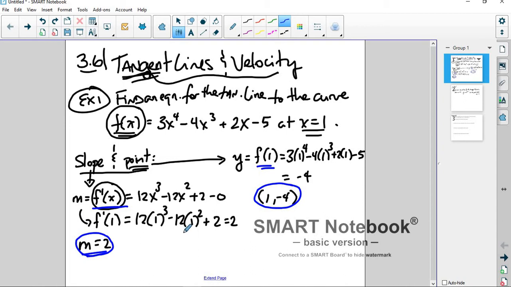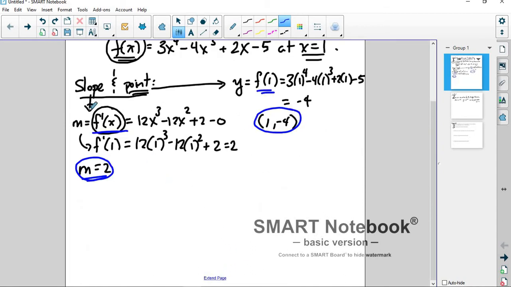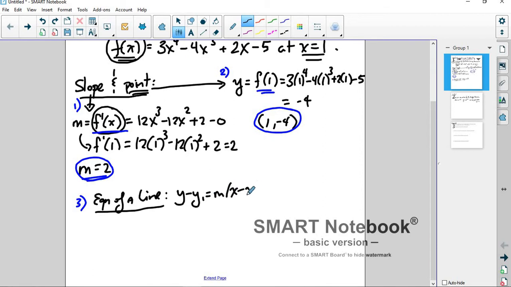My slope is 2. So this is step 1, this is step 2 if we need it. Sometimes this is given, sometimes it's not. And then step 3 is to write out the equation of a line. How do we do the equation for a line? Well, there's a couple ways to do it. You can do y equals mx plus b, or you can do y minus y1 equals m times x minus x1, called the point slope formula.